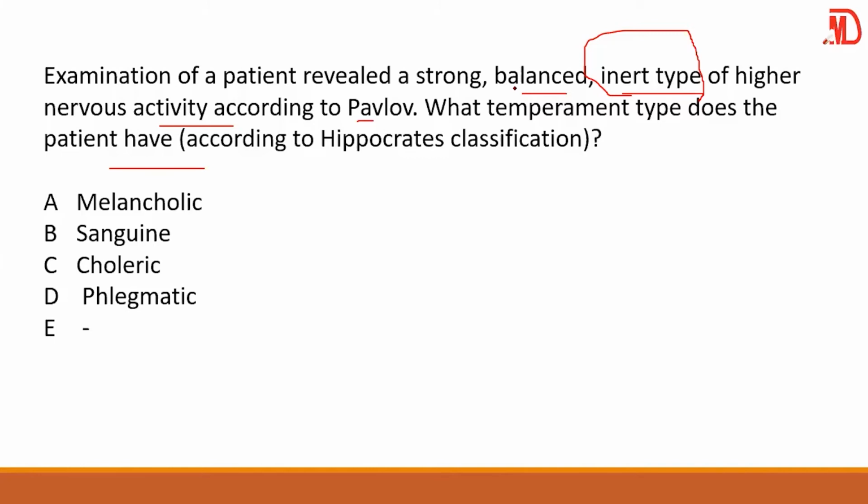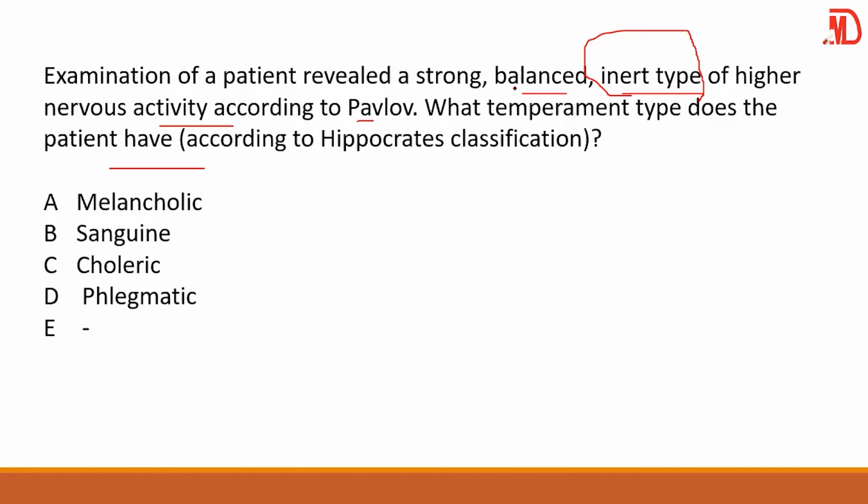We have choleric. I hope you are writing them. We have choleric type of people. These people are egocentric and extroverts. They are excitable, impulsive, and restless. These are choleric type of people.